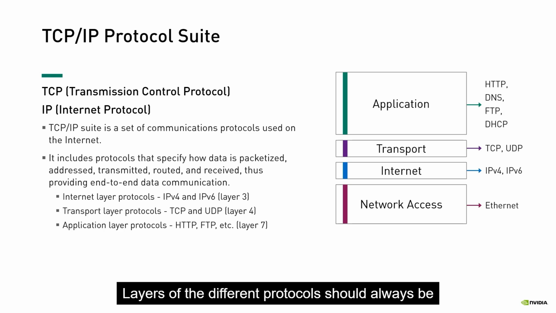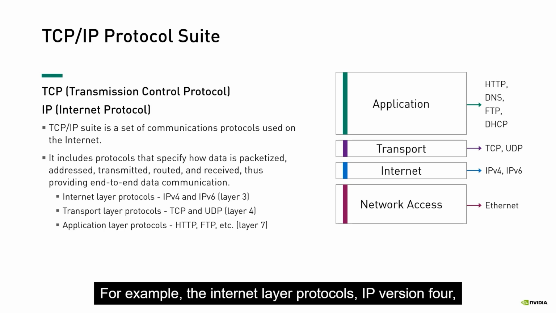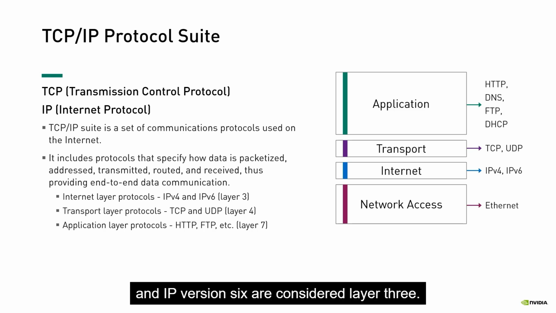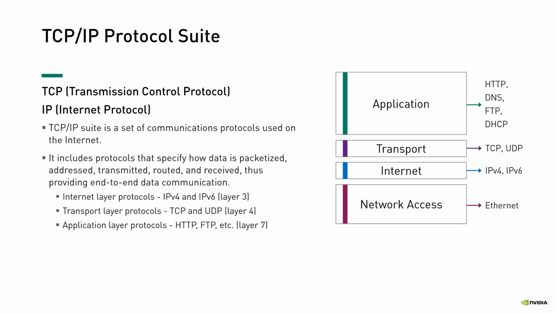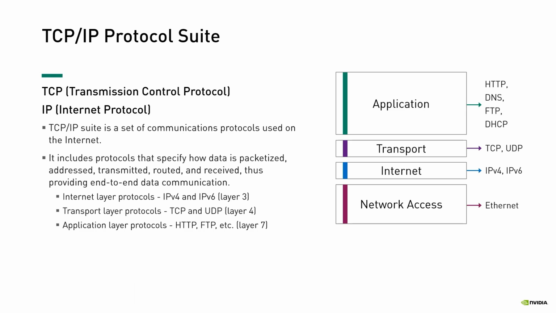Layers of the different protocols should always be referenced to the OSI model. For example, the Internet layer protocols, IP version 4 and IP version 6, are considered layer 3. Similarly, the transport layer protocols, TCP and UDP, are considered layer 4 protocols, and application layer protocols such as HTTP and FTP are referred to as layer 7 protocols. We'll cover some of these protocols in more detail in the following units.